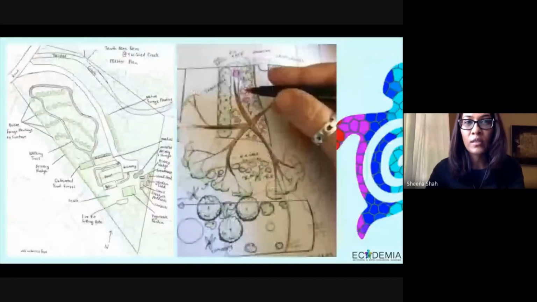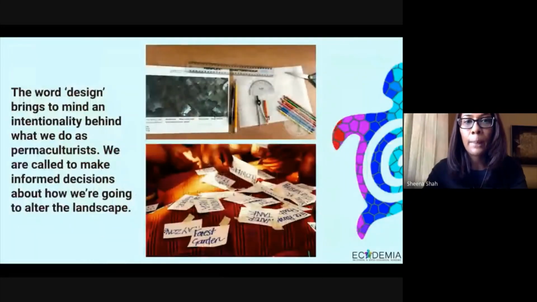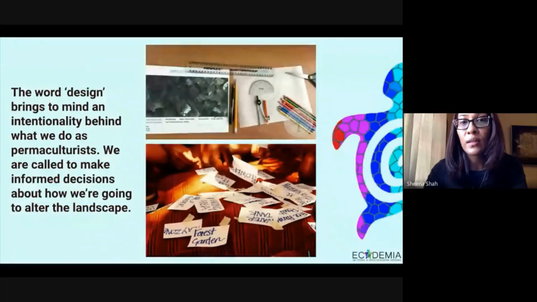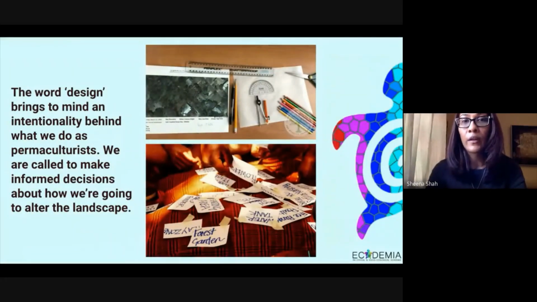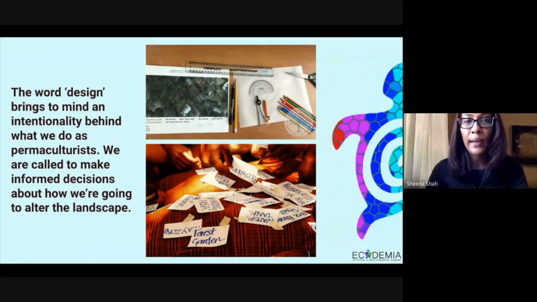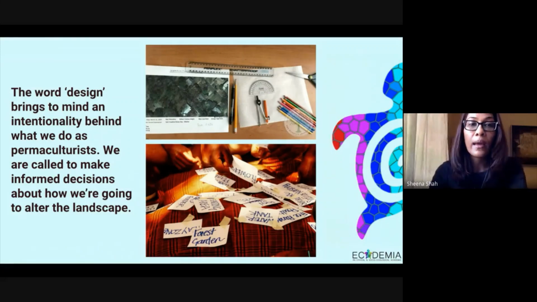If we go back to design, that's something that Evren also mentions, that we'll go through different design aspects, from sector analysis to zoning, so mapping out where you are. So we'll learn how to sketch base maps. The word design brings to mind an intentionality behind what we do as permaculture practitioners. We are called to make informed decisions about how we're going to alter the landscape.